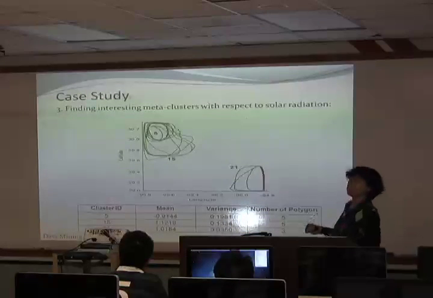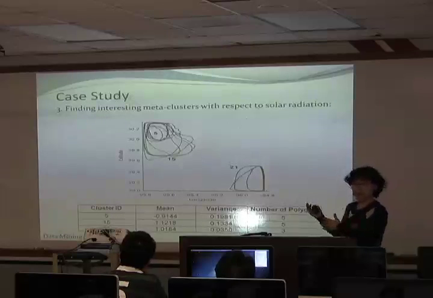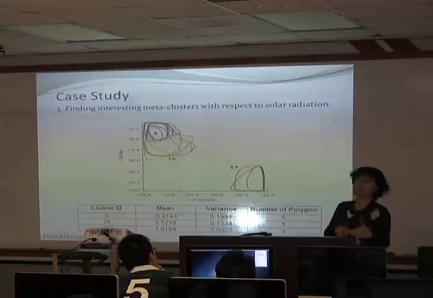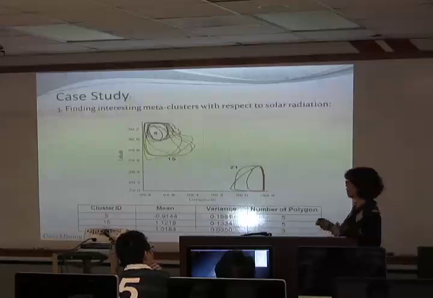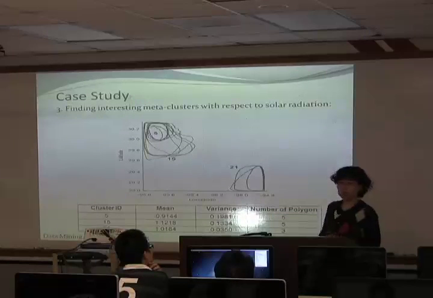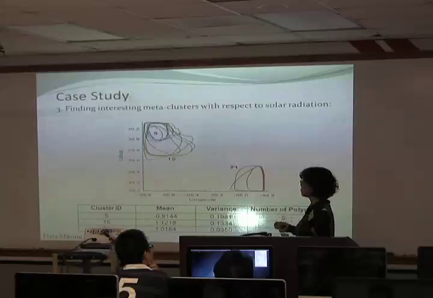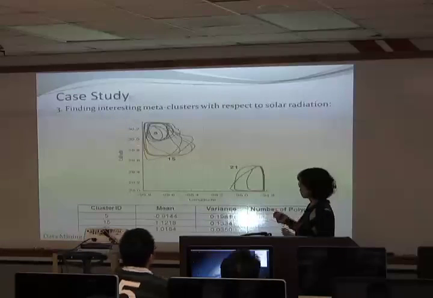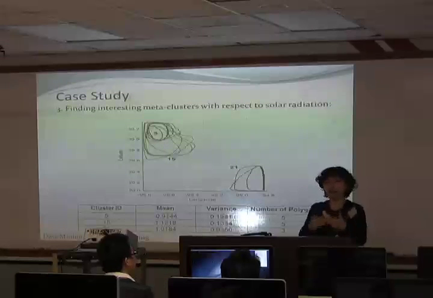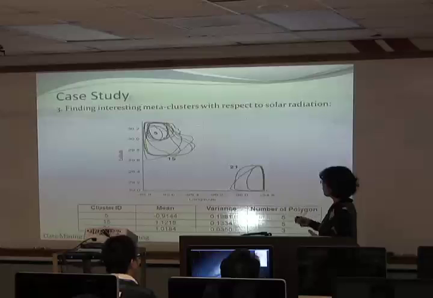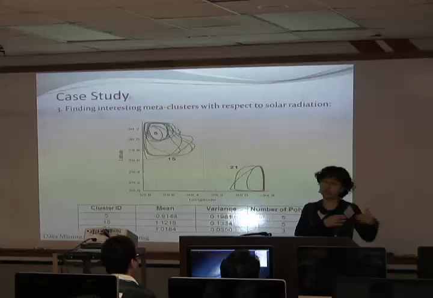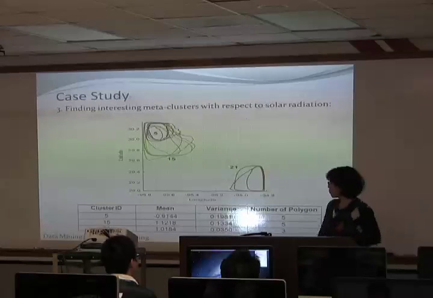Now, this is the result of the second post-processing analysis. In this case, we're trying to find clusters of polygons whose mean value is significantly different from the mean value of the whole data set. This time we take the solar radiation as the continuous non-spatial variable. We have 3 clusters, which means these clusters occur when the solar radiation is extremely low or extremely high compared to the whole data set. And the variation of these 3 clusters is relatively low compared to all the other clusters that we have.